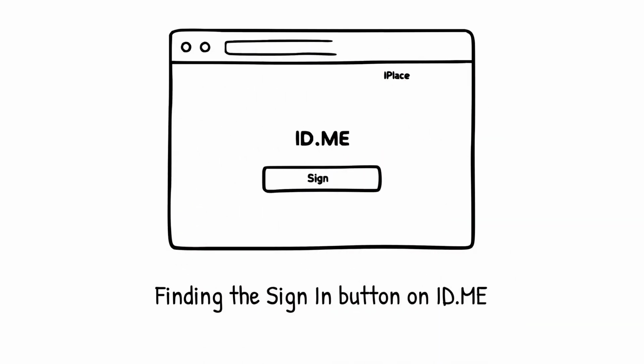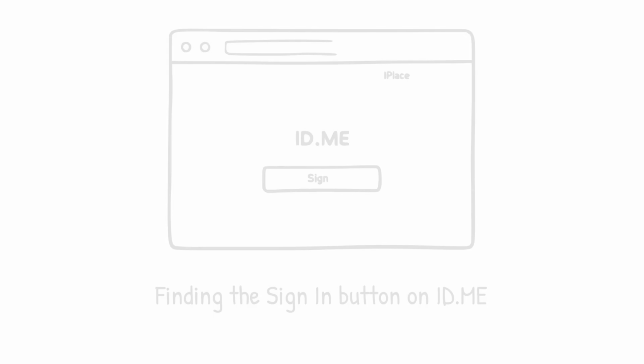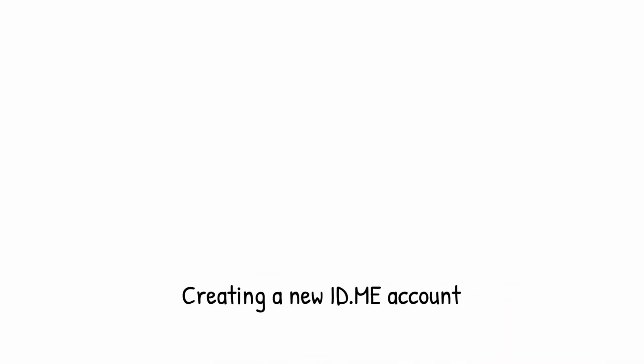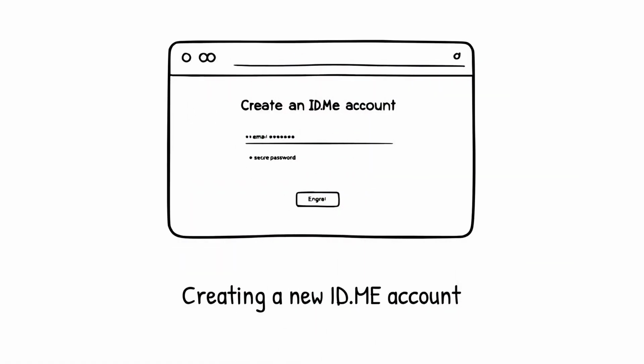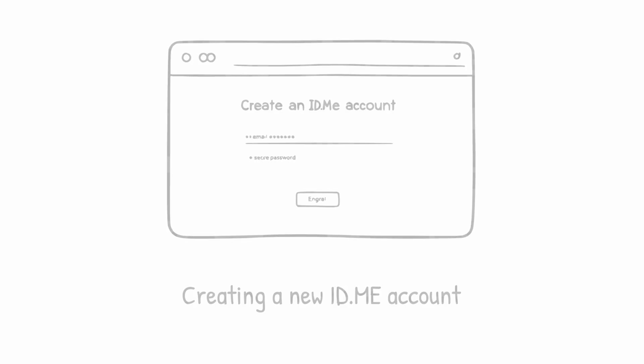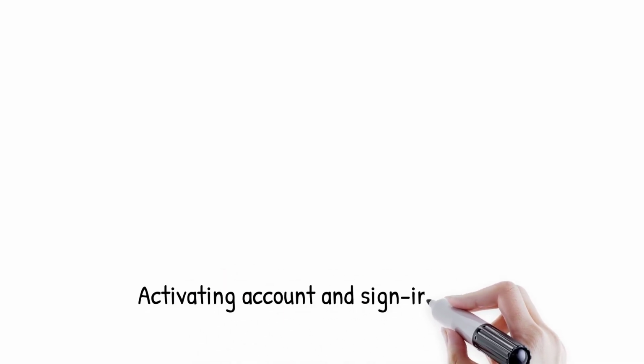If you're a new user, you'll need to create an account first. Select the Create an ID.me account and fill in your email address and a secure password. Make sure your password is strong. Follow the prompts to submit your information. You will receive an email confirmation. Check your inbox and click on the verification link provided to activate your account.